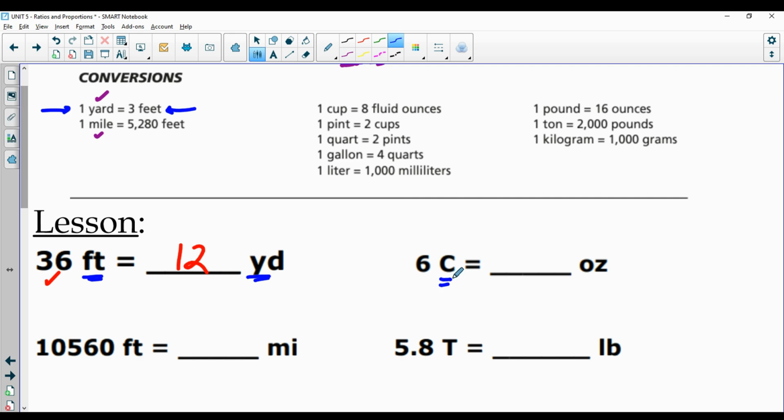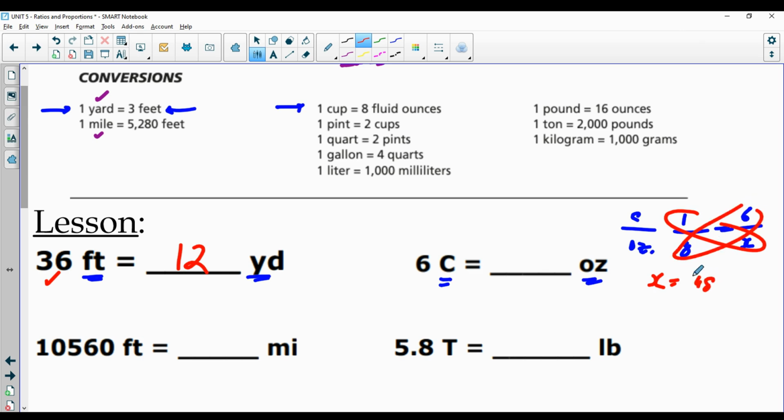Six cups is how many ounces? So I'm going to look at cups and ounces. Here we're looking at fluid ounces. We're comparing cups to ounces, so set them up as a proportion. If 1 cup is 8 ounces, 6 cups is how many ounces? Again, we cross multiply. 1 times x is just 1x, which is nice. 8 times 6 is 48. And that's it. So 6 cups is 48 ounces.